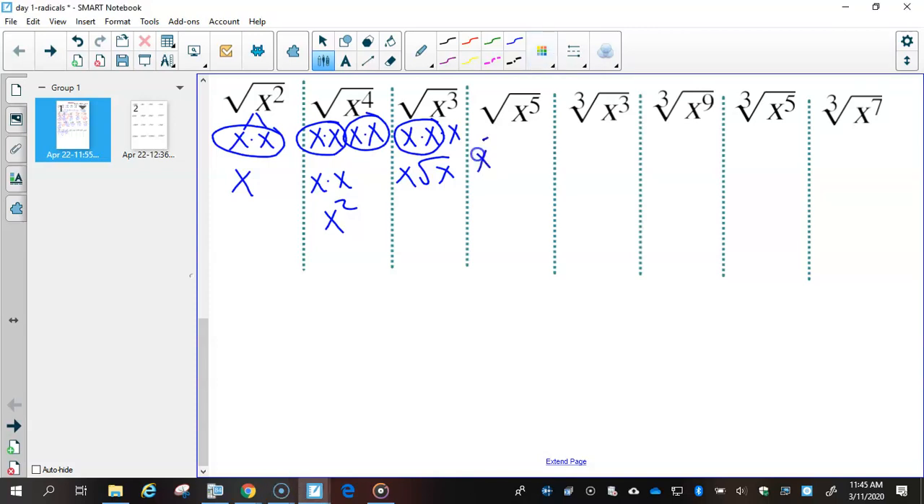X squared, 5x. The square root of what? Wait, wouldn't x squared be inside the square root of? So let's see. How many pairs do we have? 2. That means both pairs get to come out and there's 1 left inside. So it would be x squared times the square root of x.